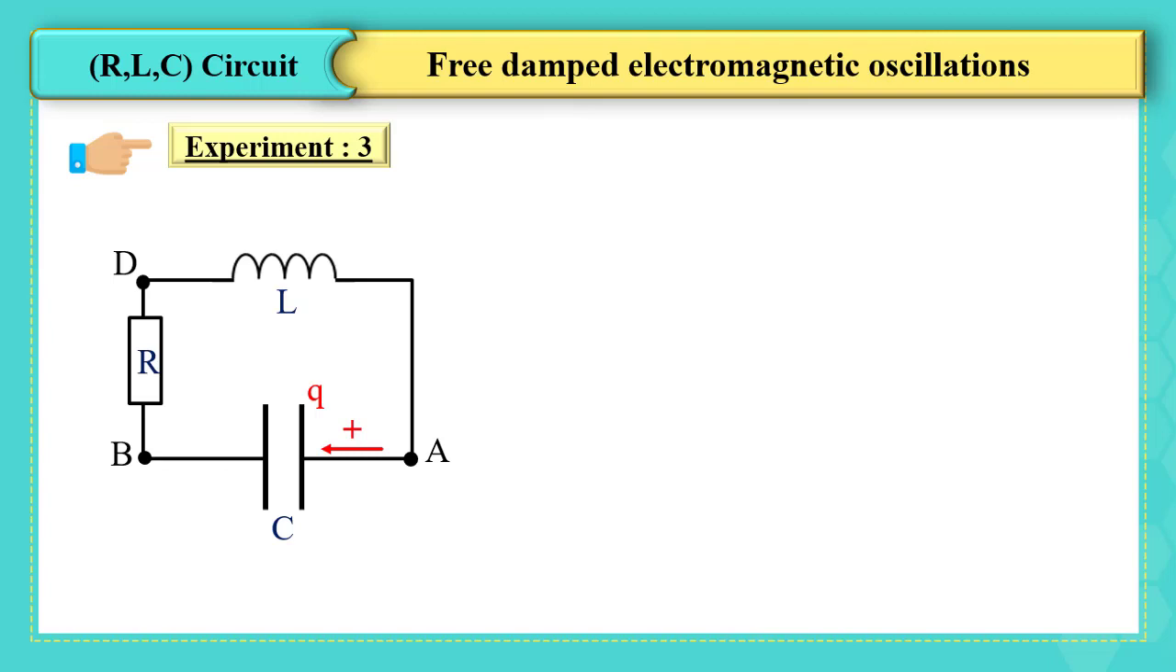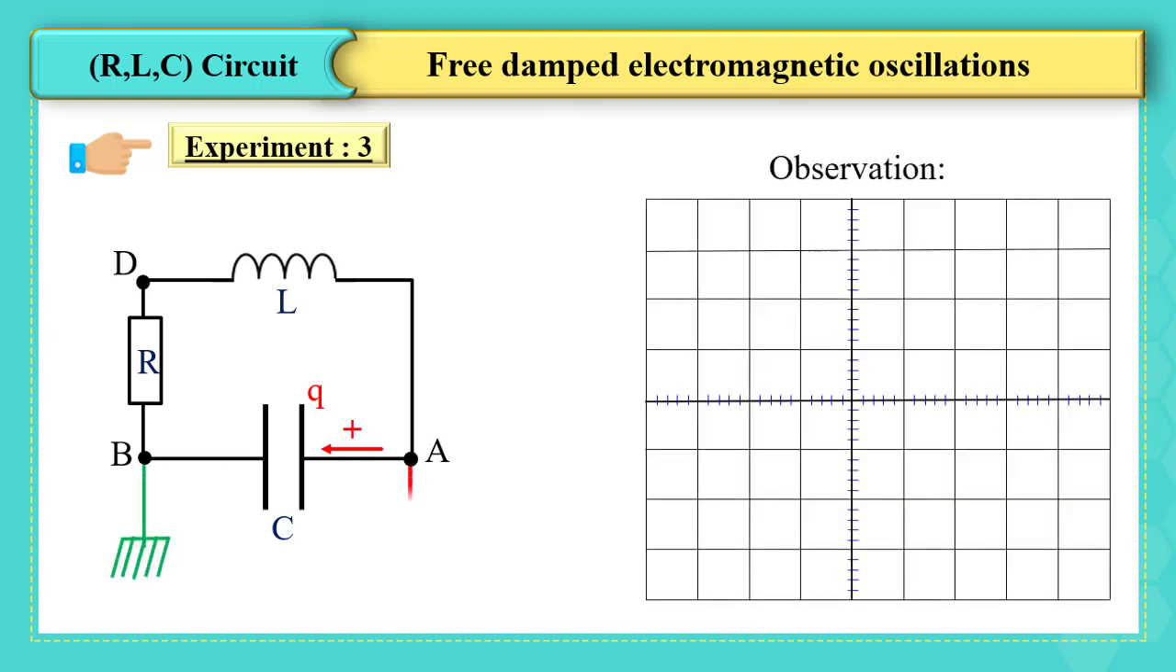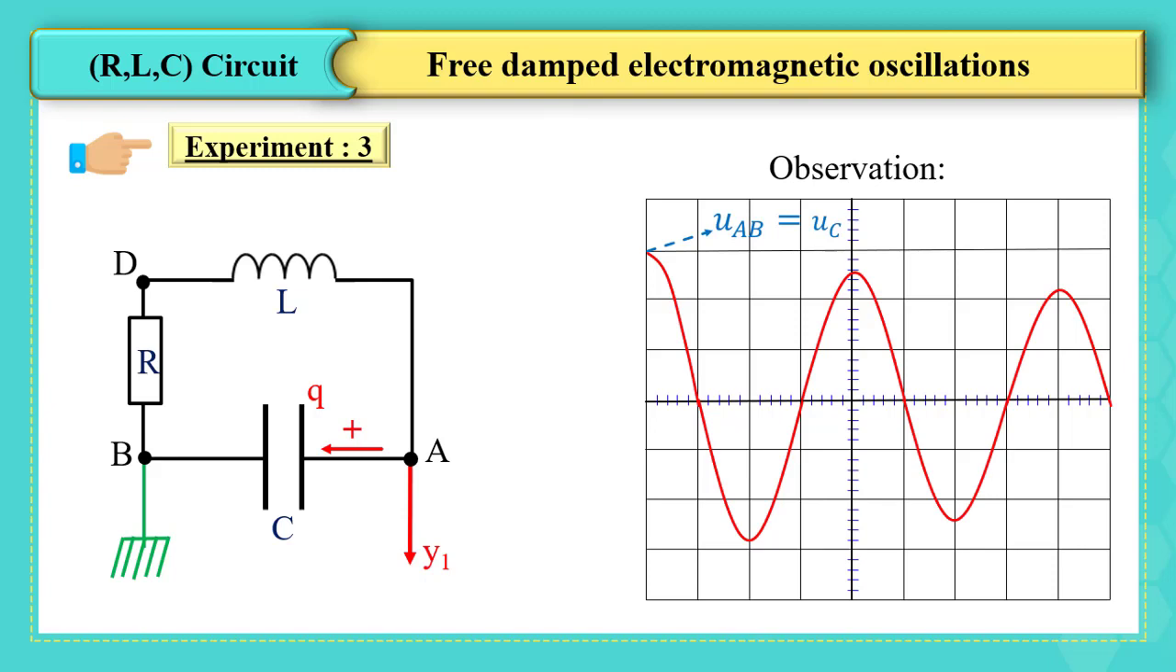An oscilloscope is used to visualize the variation of the voltage across the capacitor UAB. So the phase is connected to A and the ground to B. The adjacent figure is obtained. What is special about this curve? It starts from maximum voltage, which is expected since it was initially charged, and then the amplitude decreases with time.